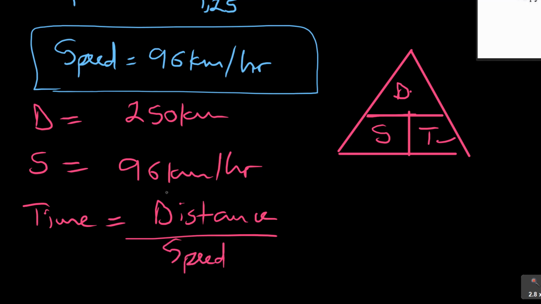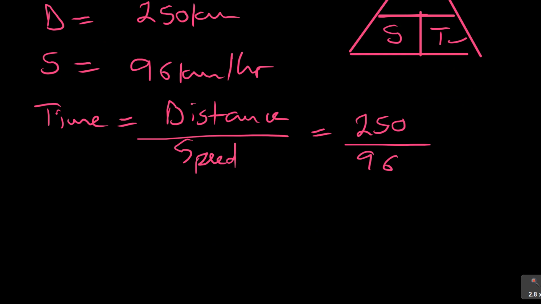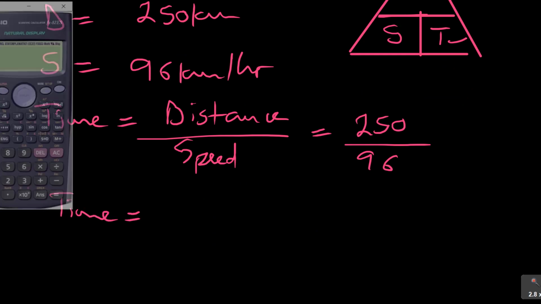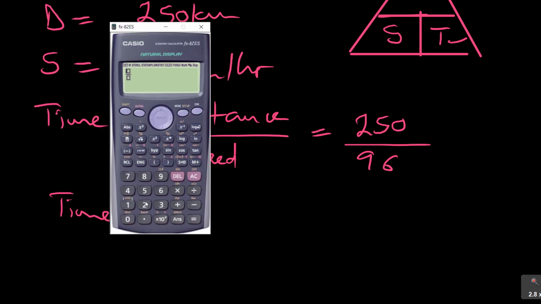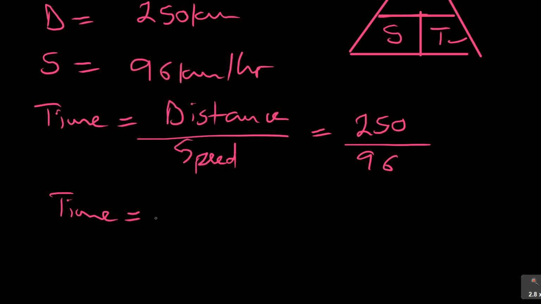See how you're supposed to do that: distance is 250, speed is 96. Then you're going to get the time. But don't forget the time will be in hours. So what is your time? You use a calculator again to say 250 over 96. So do that. You've got 2.604, three decimal places, 2.604.